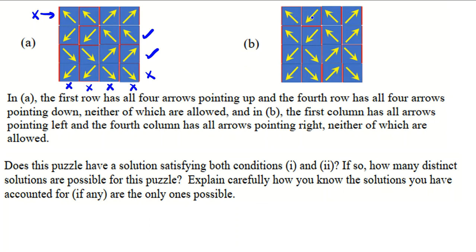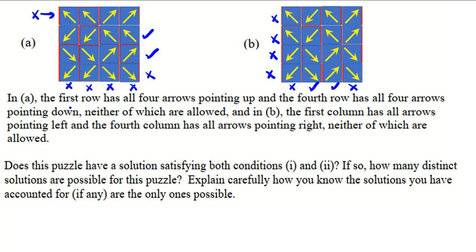What about this one? 2 ups, 3 up, 1 down is bad. If we consider 3 downs, 1 up is bad. Now, what about the columns? 4 left is bad. 2 left, 2 right is good. This column, 2 left, 2 right, is good. 4 right, this column is bad.